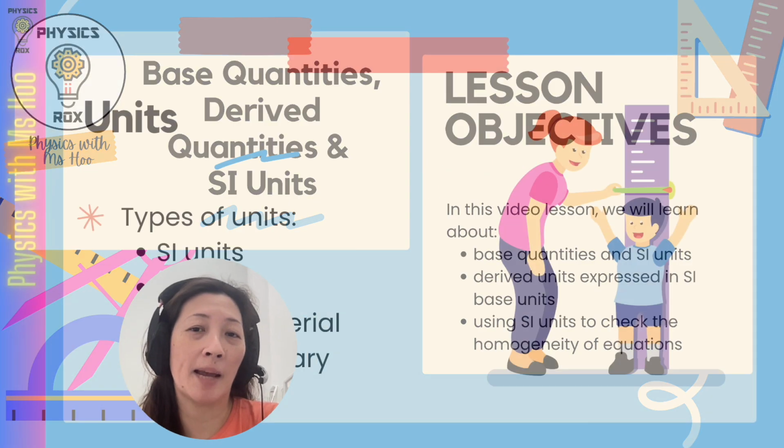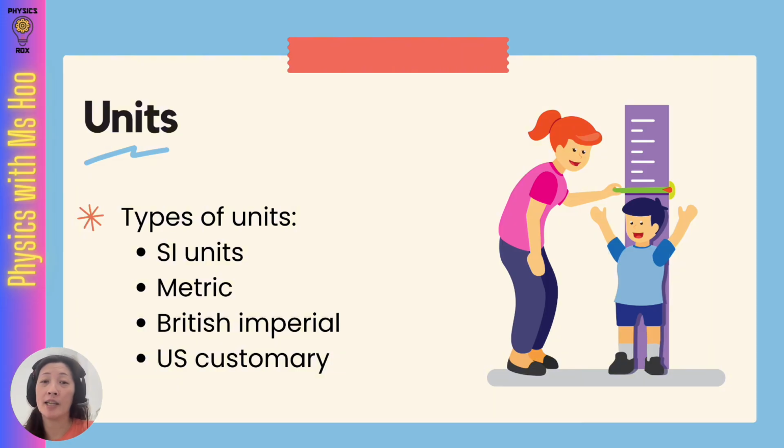Now, there are many different types of units. The main types of units that you should be aware about are SI units, metric system, British Imperial, and US Customary. Now in this video, we're not here to discuss these different types of units. The list I've introduced here is just for you to be aware about.